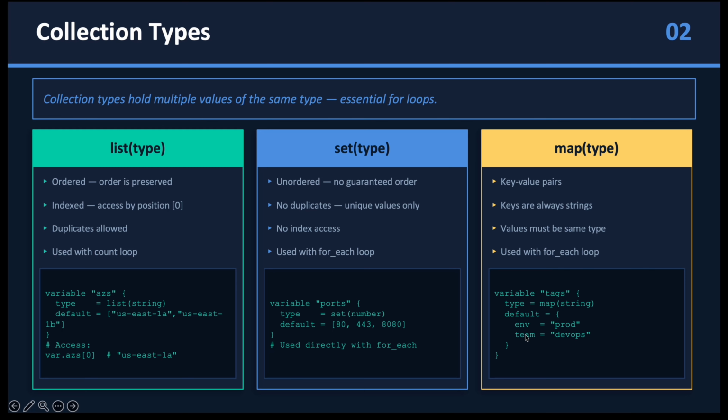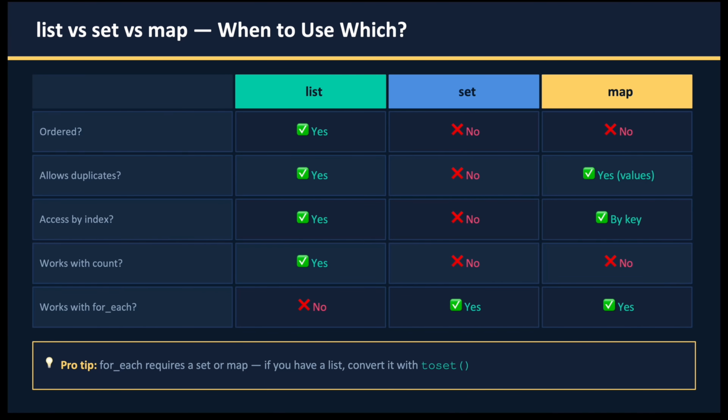env equal to prod, team equals to devops, and so on, like managed by Terraform. So you can give this kind of tags, but it should be in curly braces. See, here are the curly braces, whereas this one is in square brackets, same for the list. Next is list versus set versus map. So let's make that comparison crystal clear.